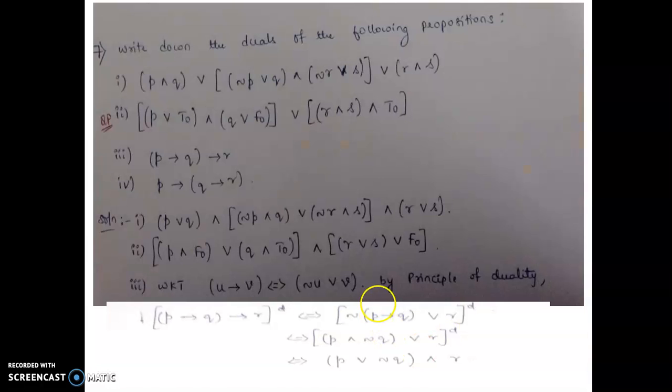Okay. So we'll see some of the examples here. Write down the duals of the following propositions. So this is the first proposition. The solution is over here, and we have four of them. Here we'll see some three, and hope the last one is a bit difficult to recognize over here. But I'll try to explain that one also in a systematic way.